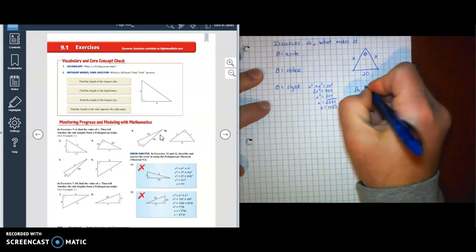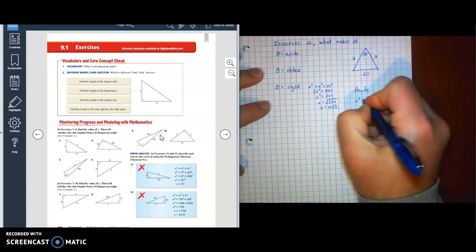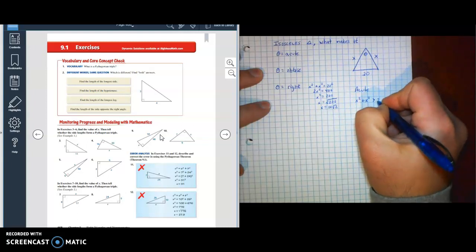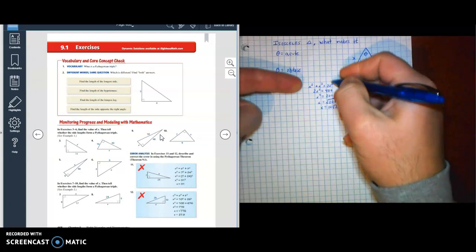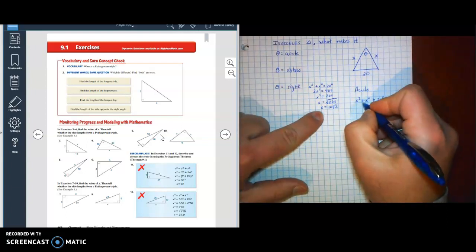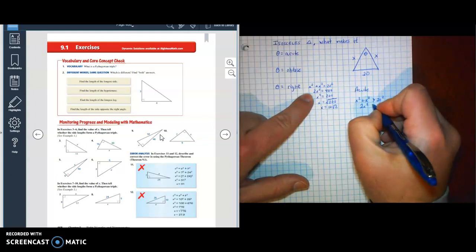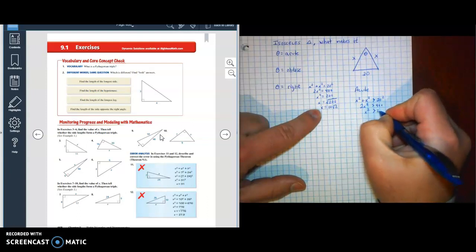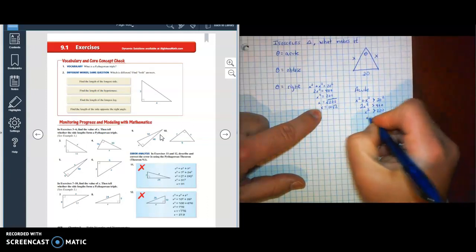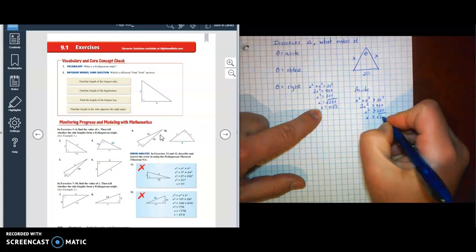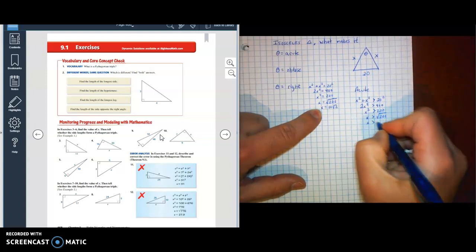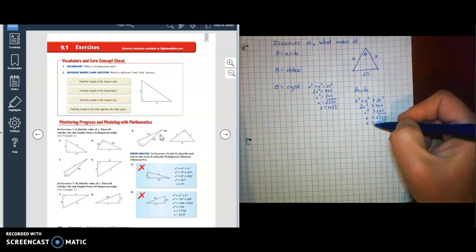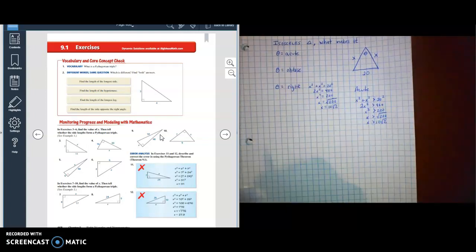So to make it acute, we know that x squared plus x squared is going to have to be greater than the largest side squared, so greater than 20 squared. So it's the same math that you're going to get, and you're going to do the exact same thing. 2x squared greater than 400, x squared greater than 200, and x must be greater than the square root of 200. Therefore, x must be greater than 10 root 2. So you can see the math doesn't change, the algebra doesn't change, just the symbol. So make sure when you're doing these that you use the appropriate symbol.